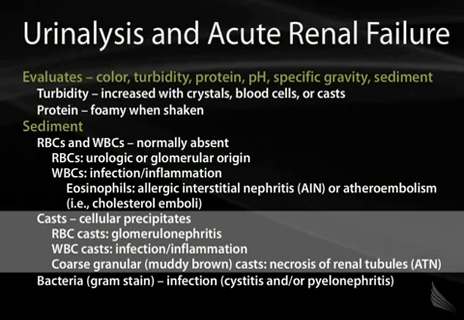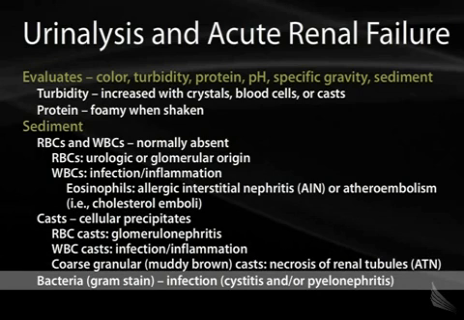They can be red blood cell casts, which occur in the setting of glomerulonephritis, white blood cell casts, which can occur in the setting of pyelonephritis or interstitial nephritis, or they can be coarse granular casts, also known as muddy brown casts. Muddy brown casts are the end manifestation of necrosis of renal tubules and are often seen in the setting of acute tubular necrosis or ATN.